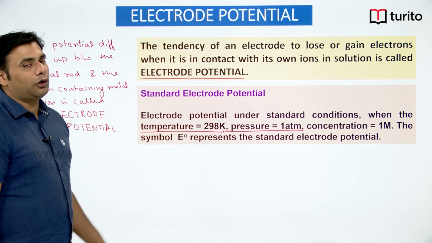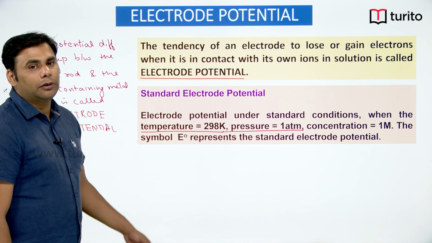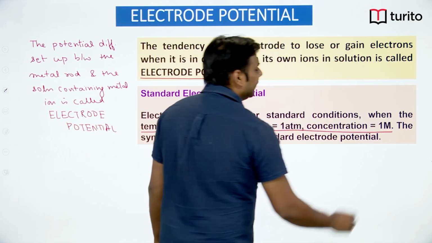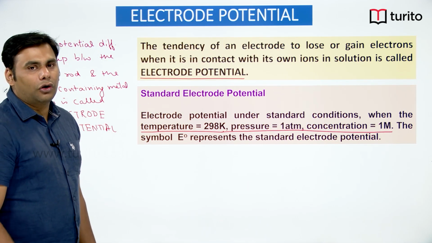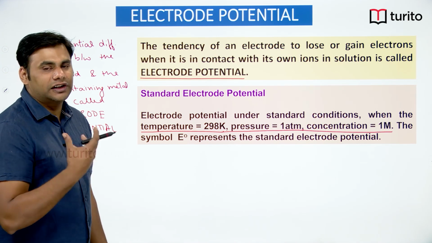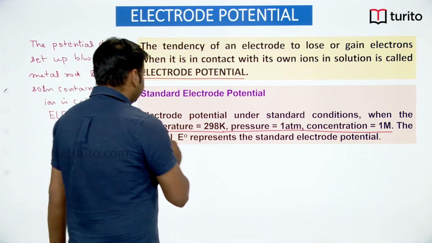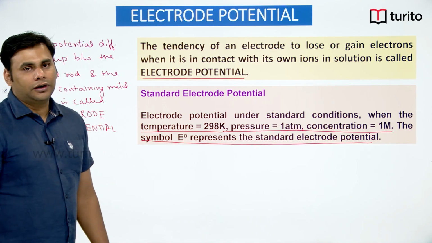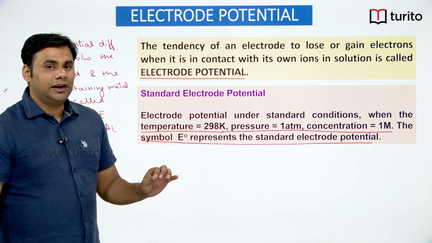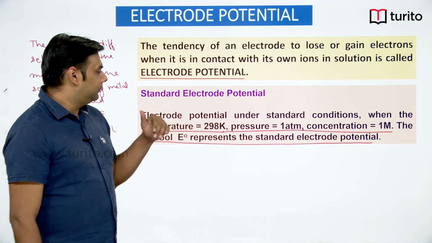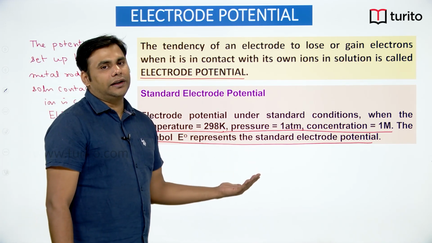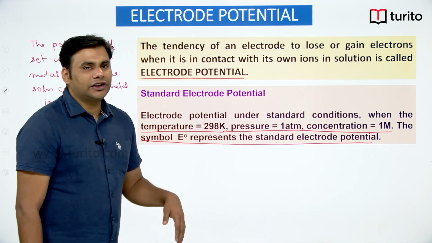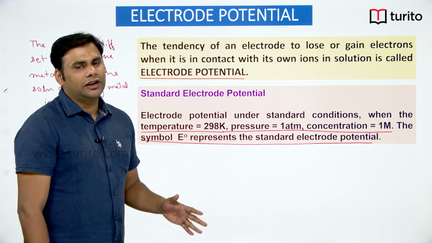So if you measure this electrode potential under standard conditions, when temperature is 298 Kelvin, pressure is 1 atm and the concentration of all the ions is 1 molar, or the activity of all the species is 1, then the potential is called standard electrode potential, which is represented by E naught. So standard electrode potential is the electrode potential measured under standard condition. Standard condition is when temperature is 298 Kelvin, pressure is 1 atm, concentration is 1 molar and activity of all these species is unity.